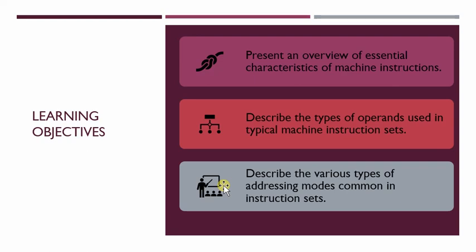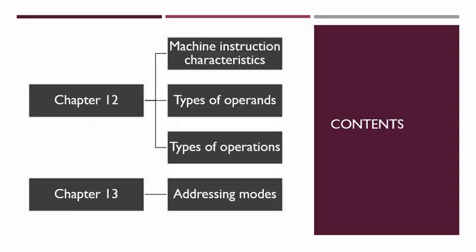So what are the contents or topics for these chapters? For chapter 12, we are going to learn on the machine instruction characteristics, types of operands, and also types of operations. While chapter 13, you are going to learn different types of addressing modes. However, I'm going to touch further on machine instruction characteristics and also addressing modes.